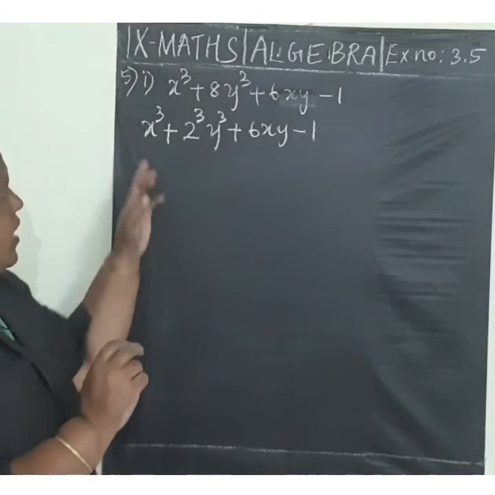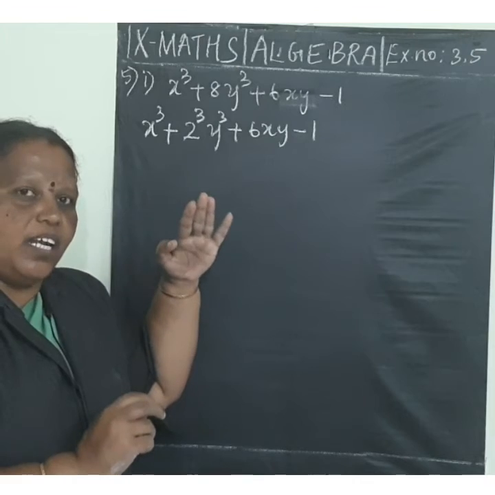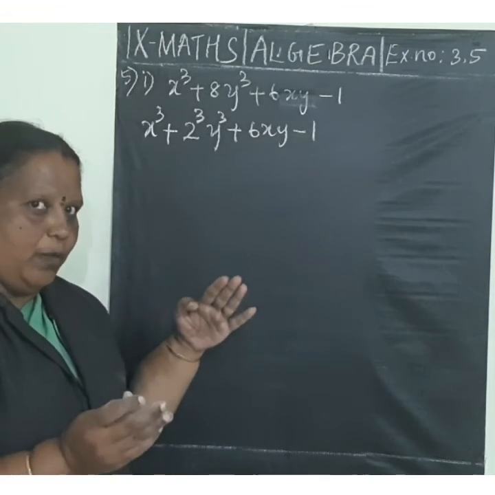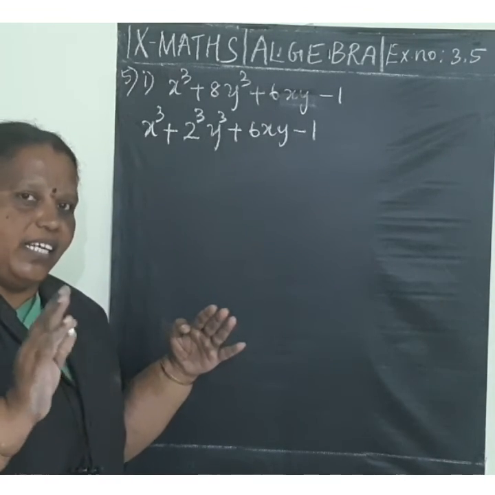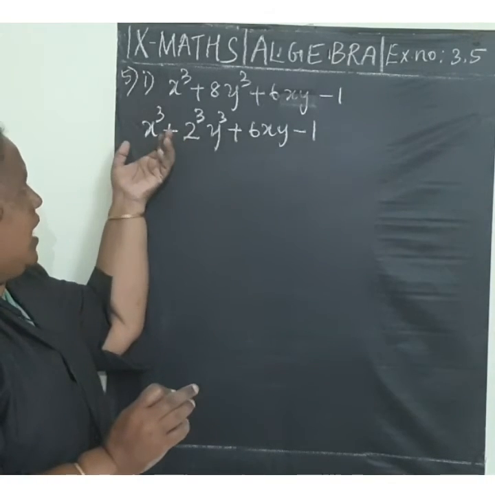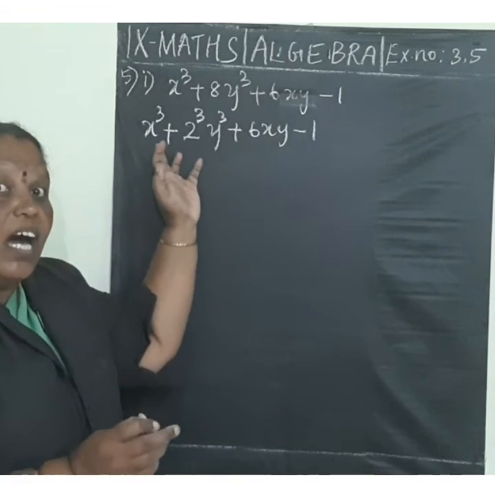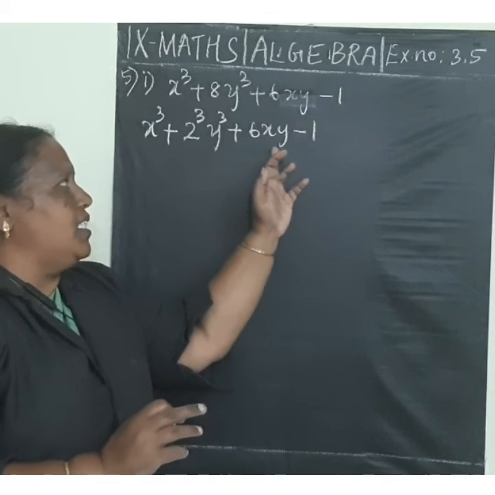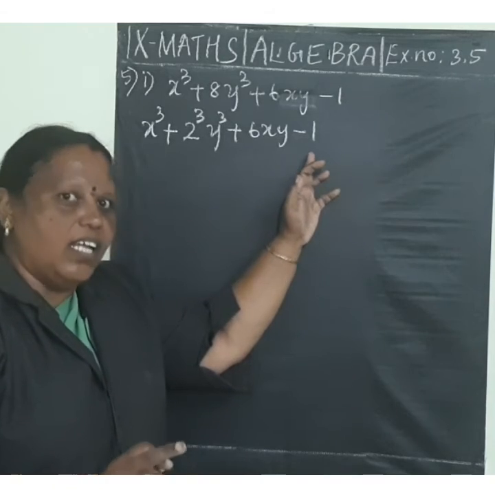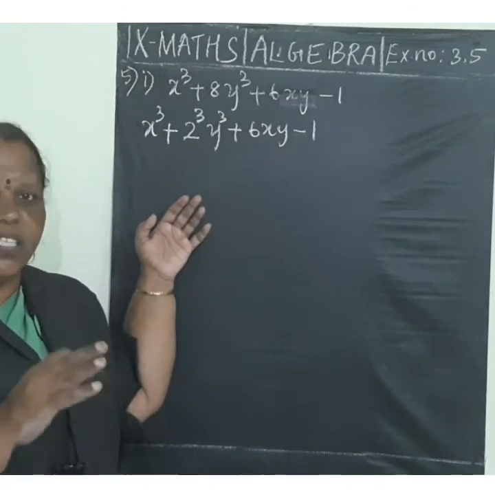So we can see here cube terms are there. So we have an idea to use the identity a cube plus b cube. Why we are not using that identity: a cube plus b cube means we only have x cube plus 2 cube y cube, but the terms plus 6xy minus 1 are also there. So we can't use that identity, a cube plus b cube.